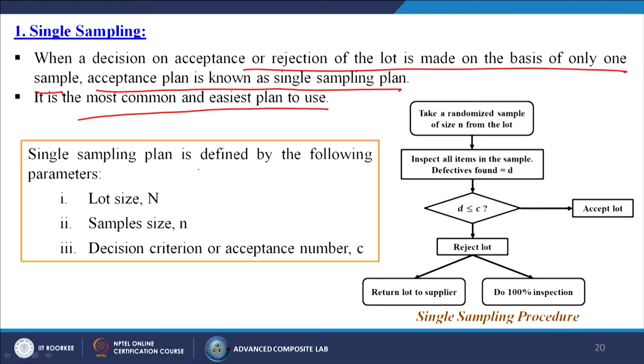Single sampling plan is defined by the following parameters. First one is the lot size, that is capital N, second the sample size, that is small n, third the decision criterion or acceptance number, small c. So, this is the single sampling procedure. First take a randomized sample of size n from the lot and then make a decision: whether to reject the lot, do 100% inspection, or return it to the supplier.